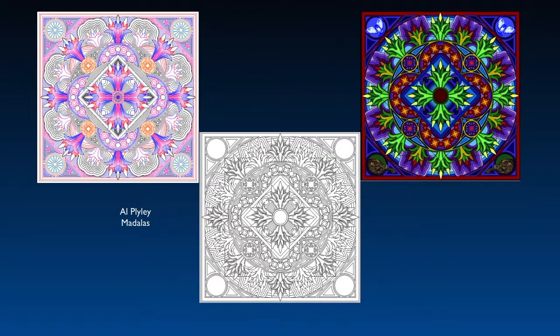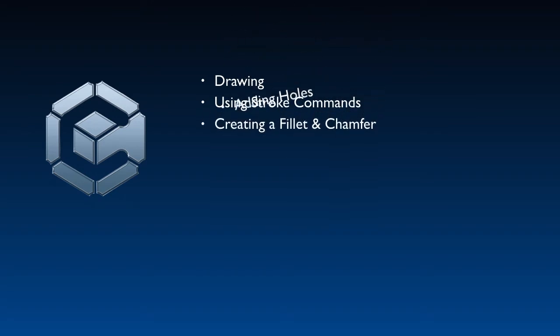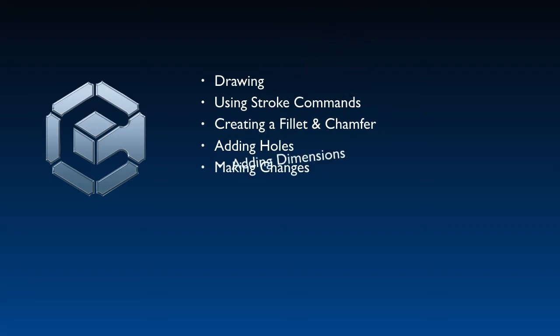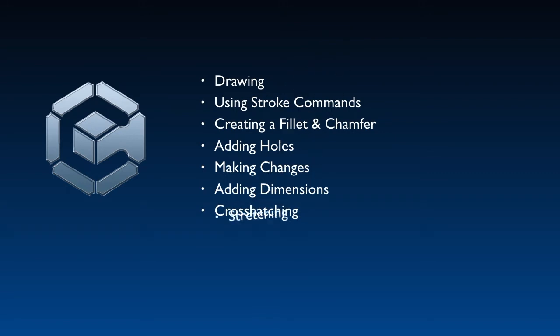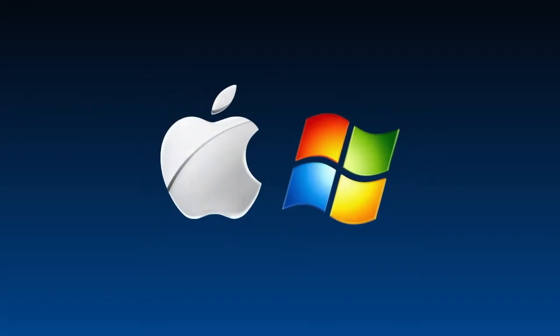We've told you over and over that Graphite is incredibly fast to use and easy to learn, but now we're going to show you. In this series of short videos, we'll introduce Graphite and show how to draw a simple part. We'll learn the convenience of stroke commands, demonstrate how to easily create fillets and chamfers, show how to add a hole, demonstrate making changes, add dimensions to the drawing, add cross-hatching, demonstrate stretching a part and rotating it, and finally, printing a drawing. It doesn't matter if you're using Mac or Windows, the process will be the same.